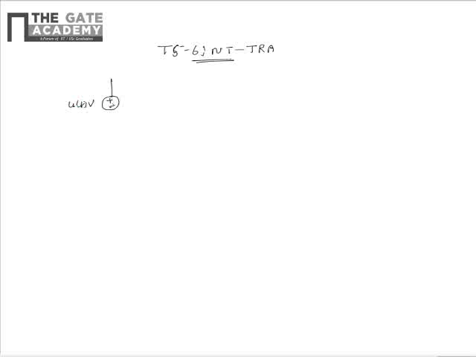The RL circuit is as shown in the figure. The circuit has a voltage source which is a unit step function, which is connected in series with a parallel combination of 1 Henry inductor and 2 ohm resistor. This combination is in turn connected in series with a 2 ohm resistor. The current through the 2 ohm resistor is marked as I of t.